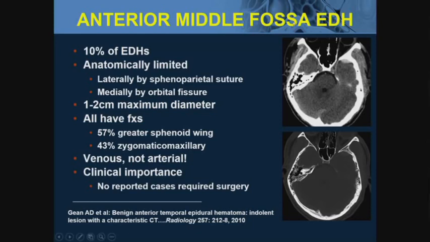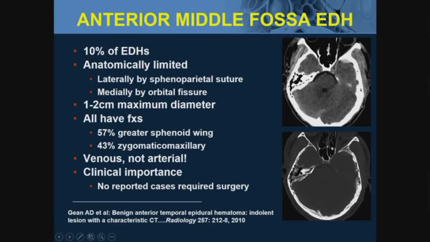Here we see a classic anterior middle fossa epidural hematoma right there. It's usually small. It's limited by the sphenoparietal suture laterally and by the orbital fissure medially. So it's never going to get any bigger. All of these patients have fractures. If you do bone windows, you can easily see fractures typically going across the sphenoid wing or the zygomaticomaxillary suture.